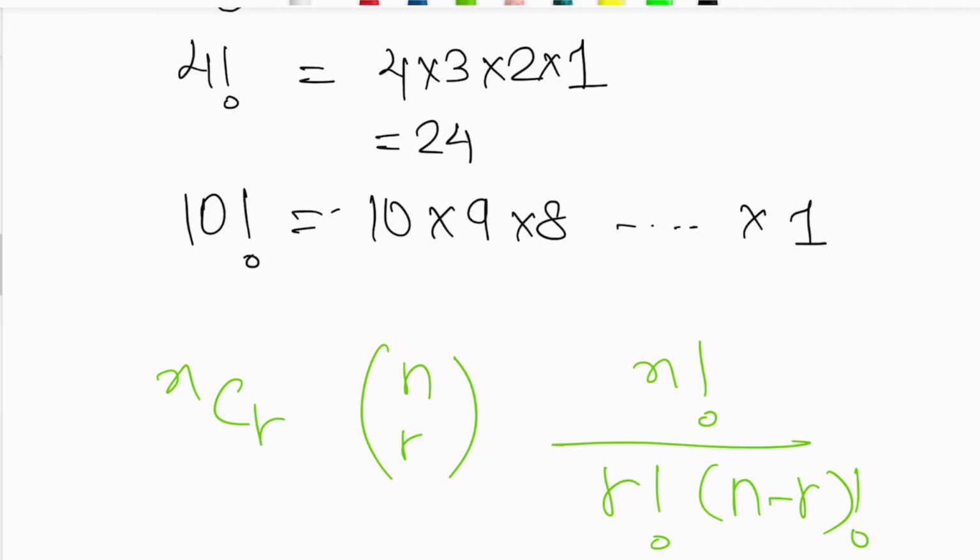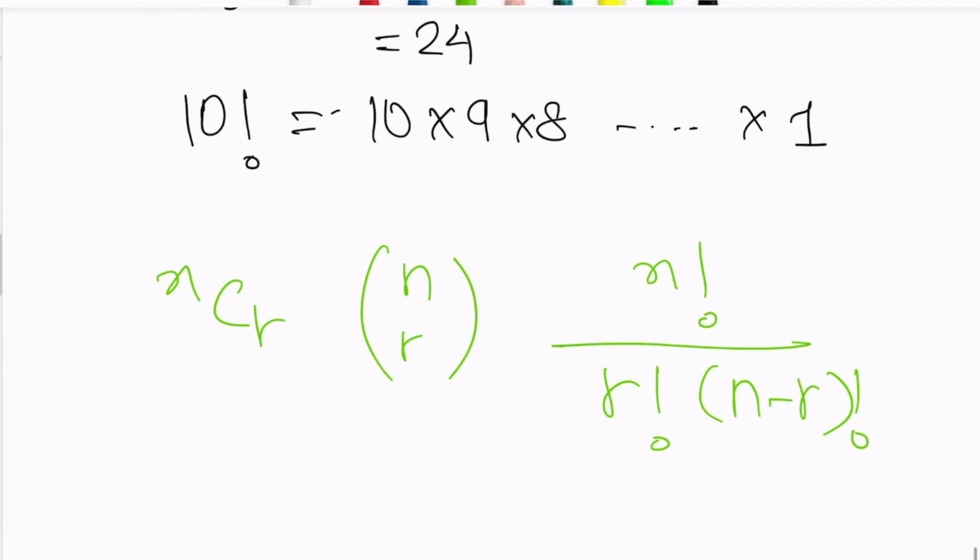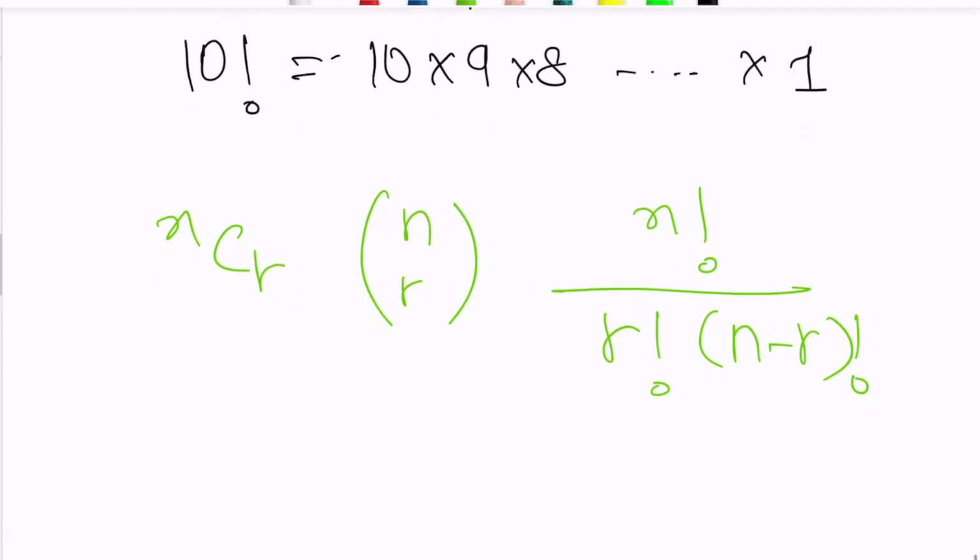I hope this is visible. I've written it in green. So this is a very basic formula, and why we have this formula, what is the use of it, will be studied in mathematics. But for now, we just need to understand this. So let's just calculate a very simple question where we calculate the value of it.